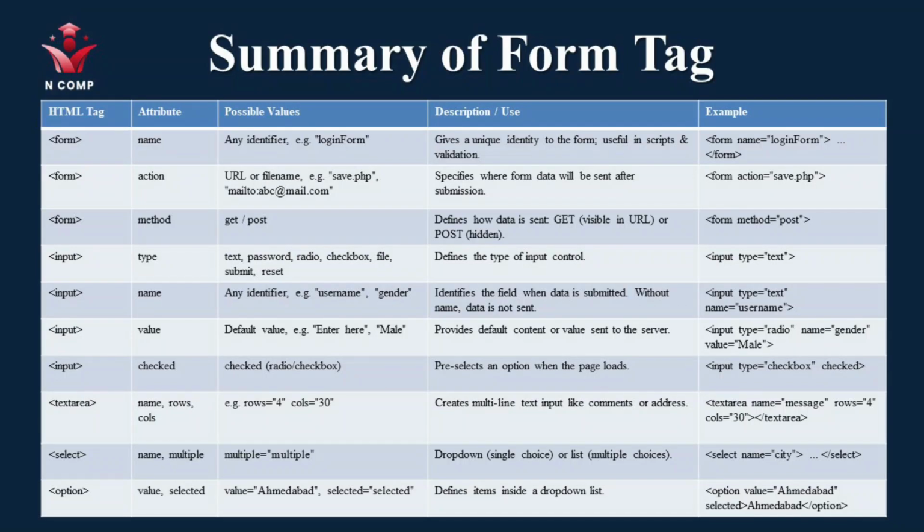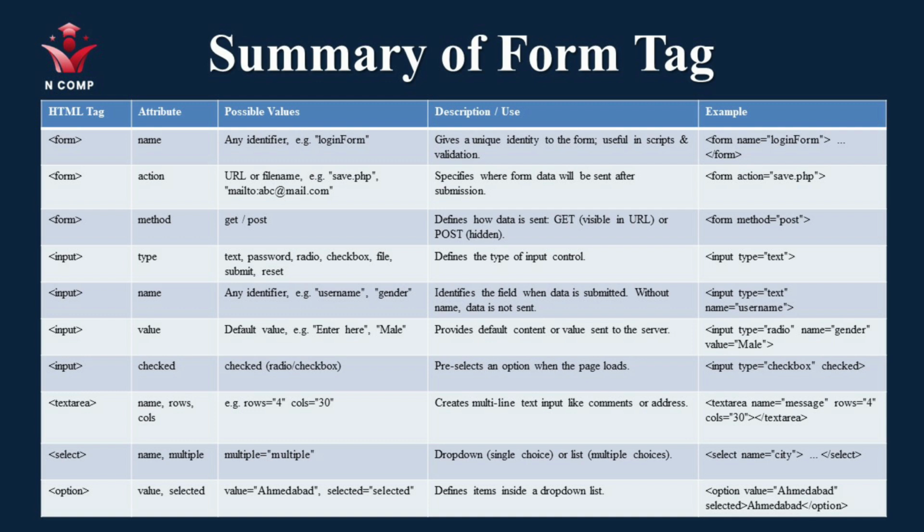Alright, let's quickly go through this summary of the form tag. This table shows all the key tags and attributes you will need when creating a form. First, we have form tag. The attributes of form tag are: the name attribute gives your form an identity like login form. The action attribute tells where the data goes after you click submit. It could be a file like save.php or even an email address.